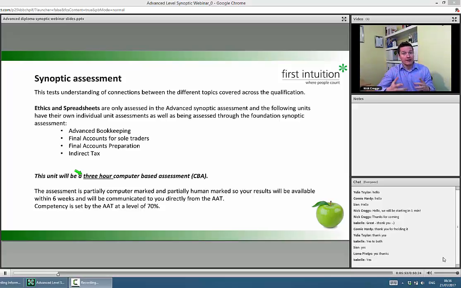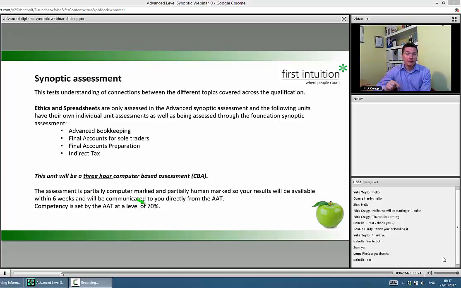This is now marked by AAT, and we'll come to what consists in the exam, but there is some element of human marking. So that means just like 2013 level 4, you have to wait 6 weeks for your results, and that will come directly from AAT. On a Thursday, you will log on to my AAT and you'll see whether you've passed or not. However, the AAT want to stress that although you can get a pass, merit, and distinction on AQ 2016, competency has not changed.